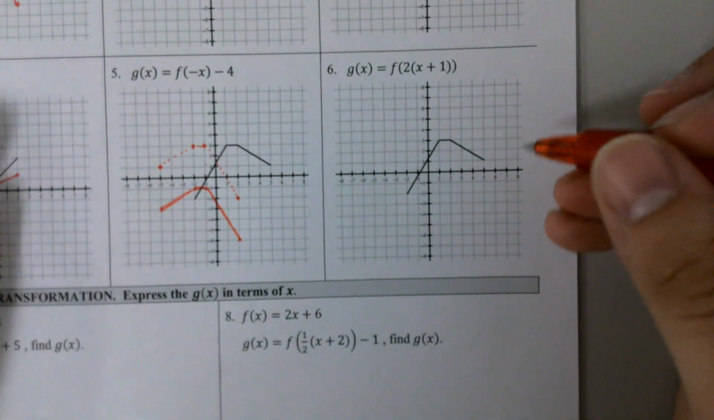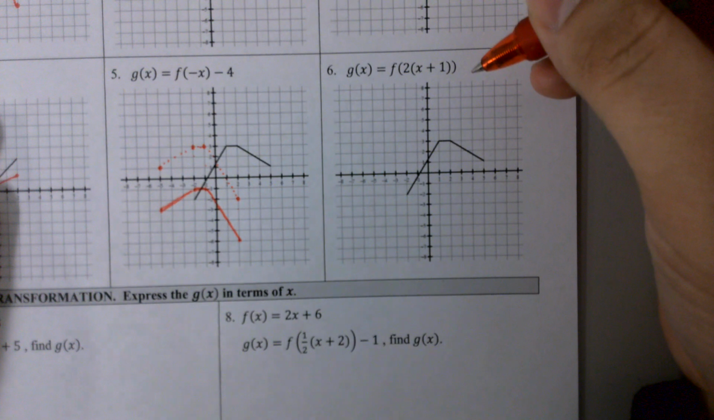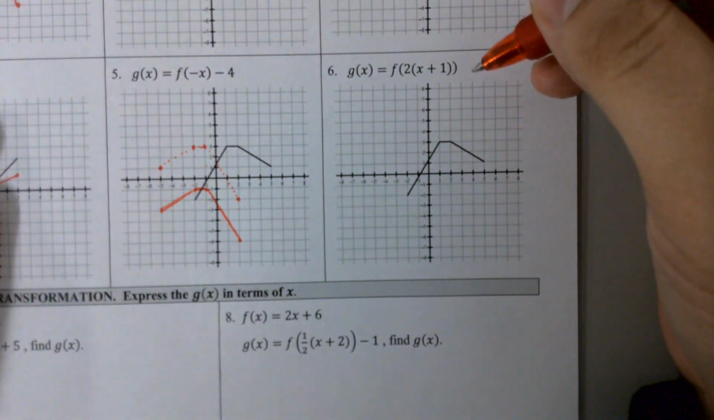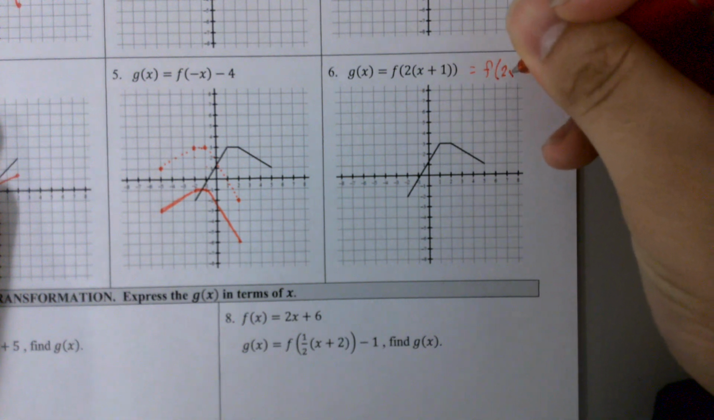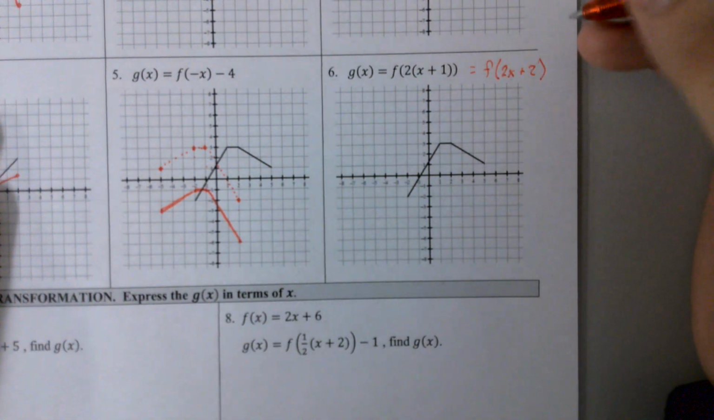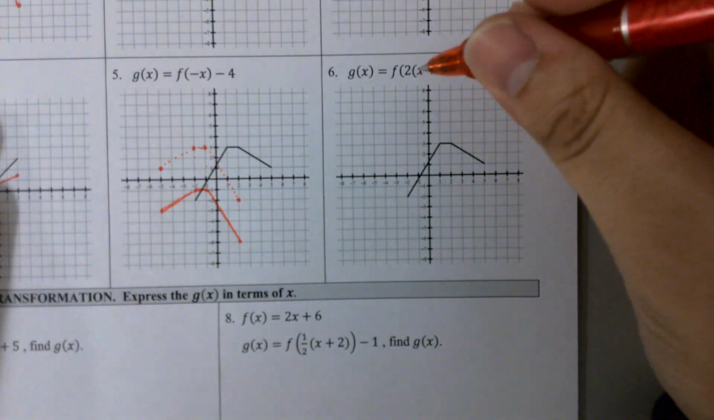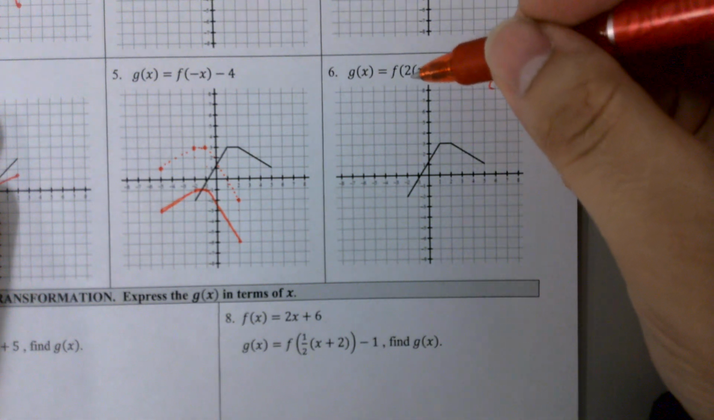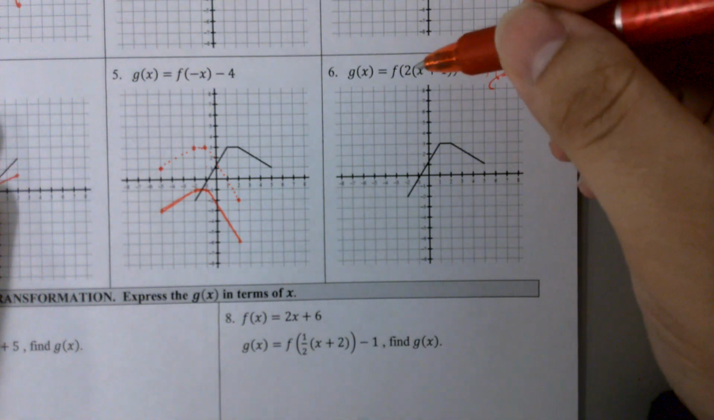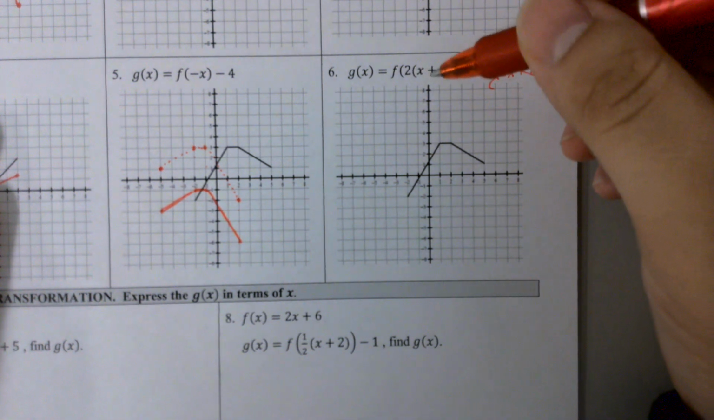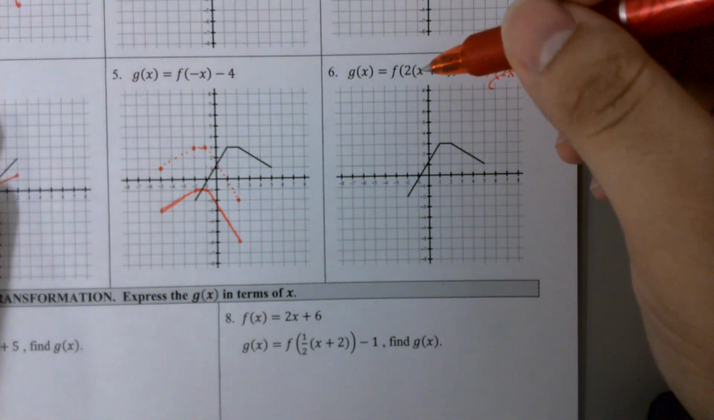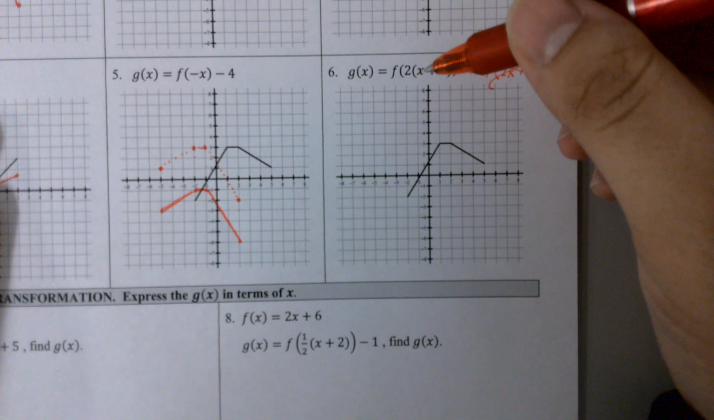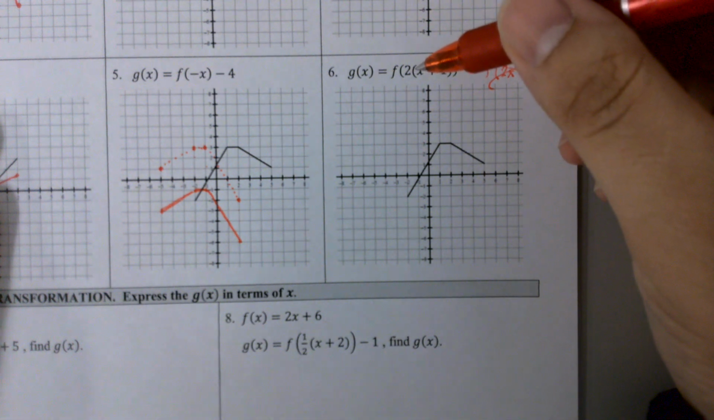And for number 6, we actually want to keep it in this factored form. It may be tempting to write it as f of 2x plus 2, but we don't want to do that. This is nice that it's factored, because what this tells us, first of all, this 2 is on the inside of the parentheses. So anytime we're multiplying by some number times x, this is going to be a horizontal dilation. And because it's already factored, it's a horizontal dilation by 2.